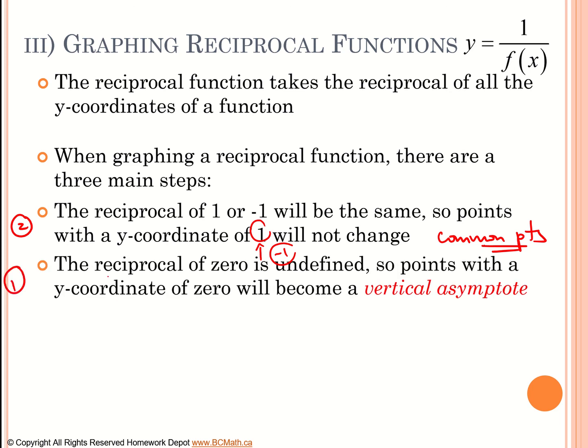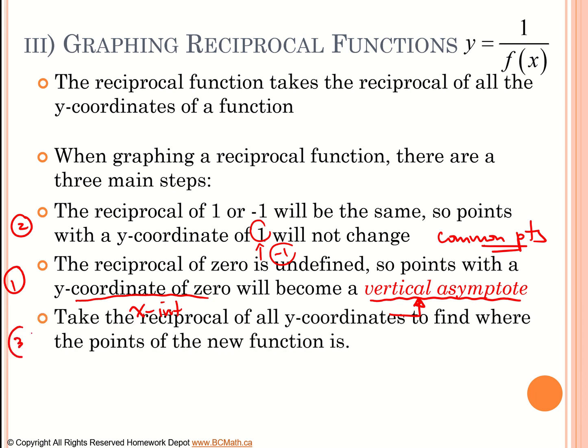What you do is, you find the reciprocal of 0 is undefined. So points with the y coordinate of 0 will become something called a vertical asymptote. Basically what it's saying is, whenever you have an x-intercept, these x-intercepts become a vertical line that you call an asymptote. An asymptote, in my opinion, is like an electrical fence, a line that you cannot cross. But we'll get to it in a bit, okay?